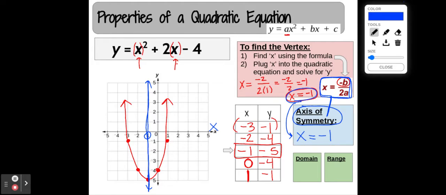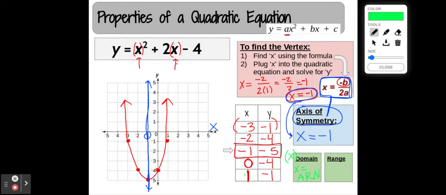Okay, so now we need domain and we need our range values. Let's go with green here. So domain, remember that's x values. And we can have any number we want to plug in for x. So that's going to be x equals all real numbers. Any number that is positive, negative, rational, irrational, any of them.